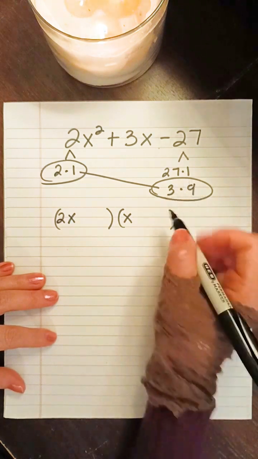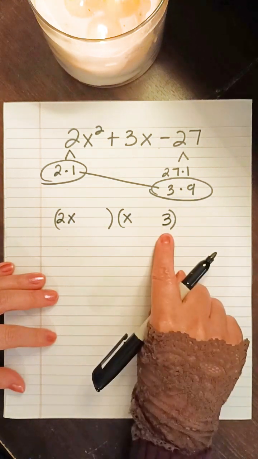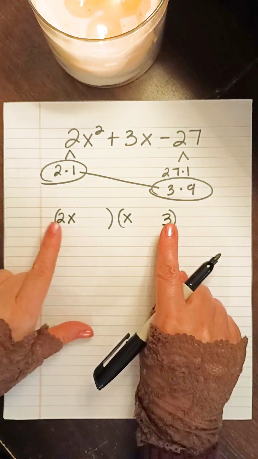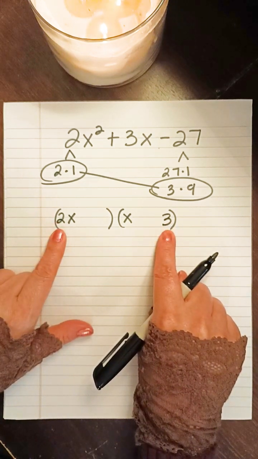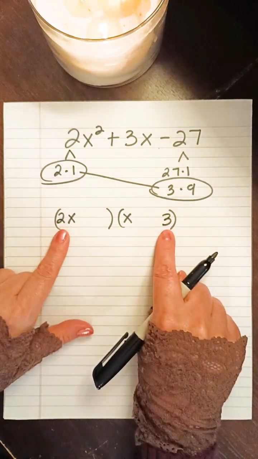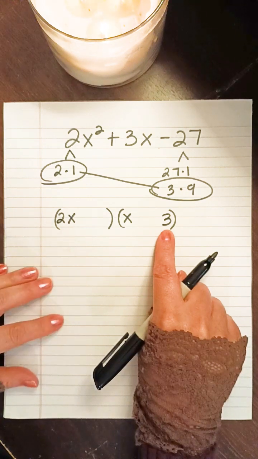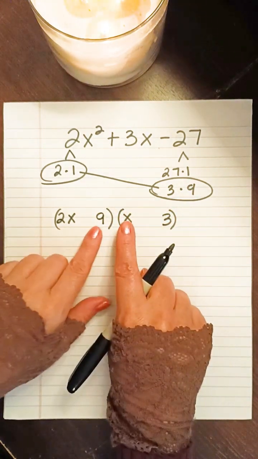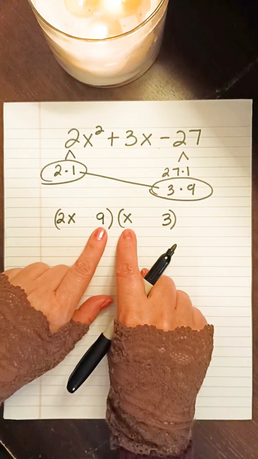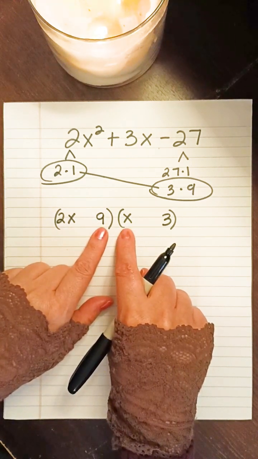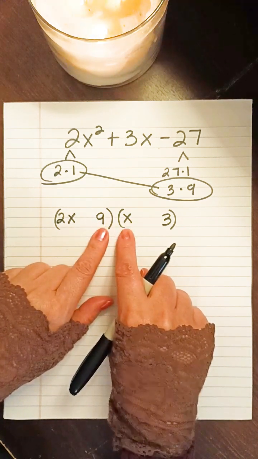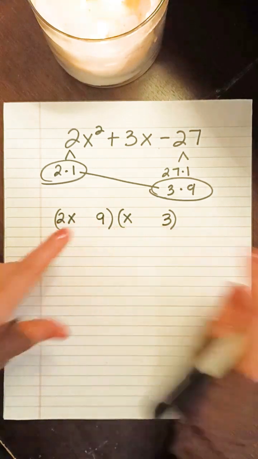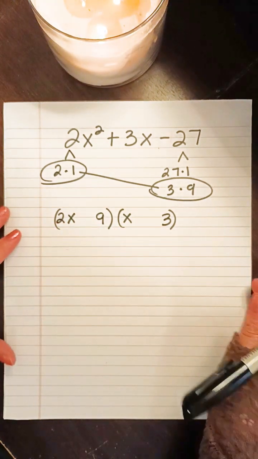So if I place a 3 here in this spot, now we know from FOILing the outside terms multiply to get a term. So 2x times 3 is 6x. So there's my 6. And so, of course, my 9 will just have to go here. And we know from FOILing the inside terms multiply to get a term. So we have 9 times x is 9x. So we get the 6 and the 9. And that's what we wanted.